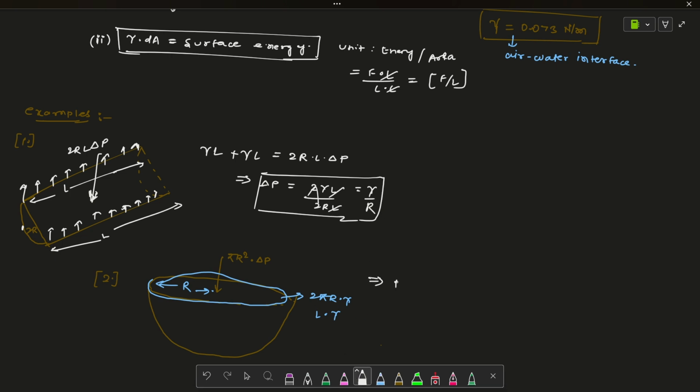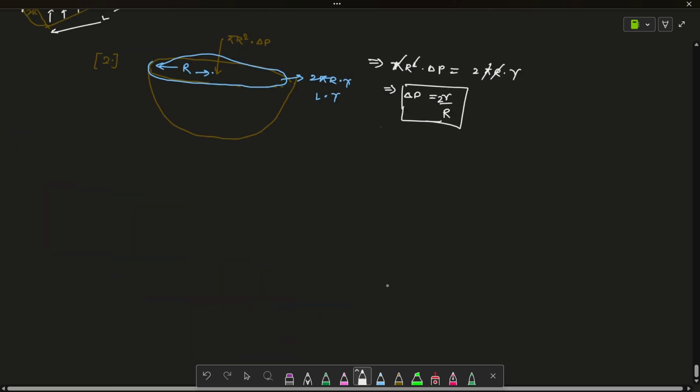So now we will equate both of them and we will get pi r square into delta P is equal to 2 pi r into gamma, right? So pi cancels, r cancels on both sides, so we will get the pressure difference is equal to gamma upon r. Sorry, 2 gamma upon r. So this would be the pressure difference in the case of a sphere. Now we have seen two examples.